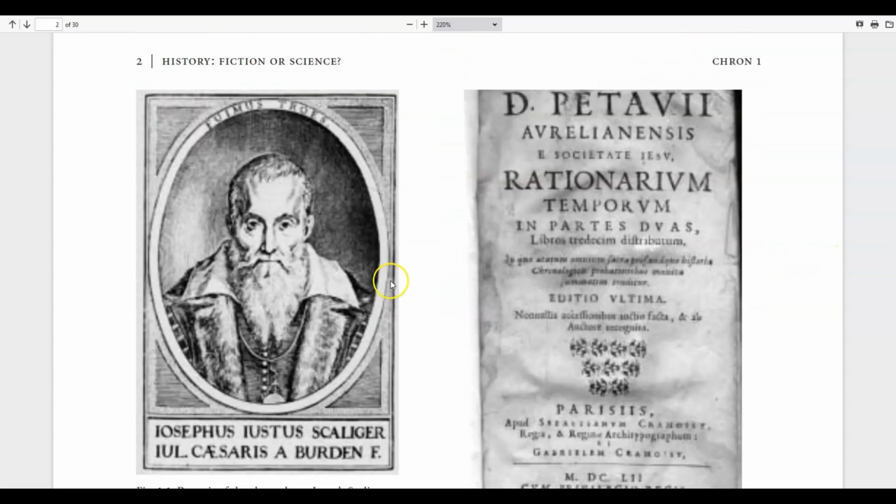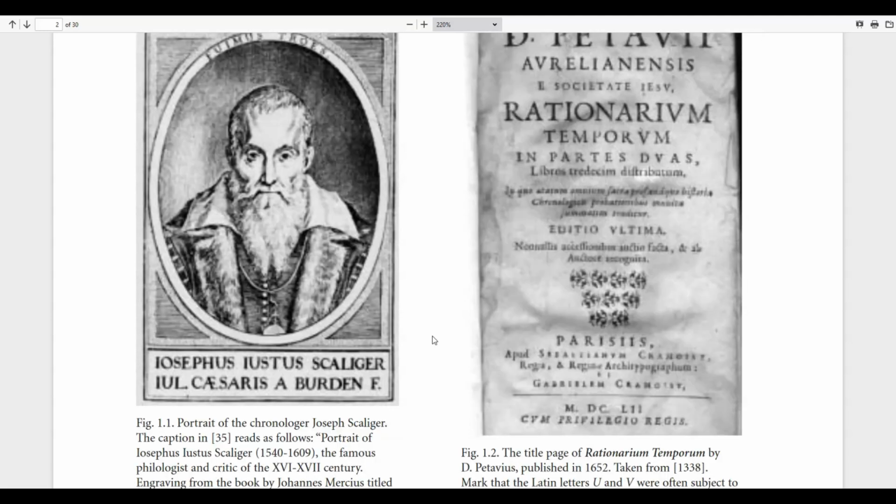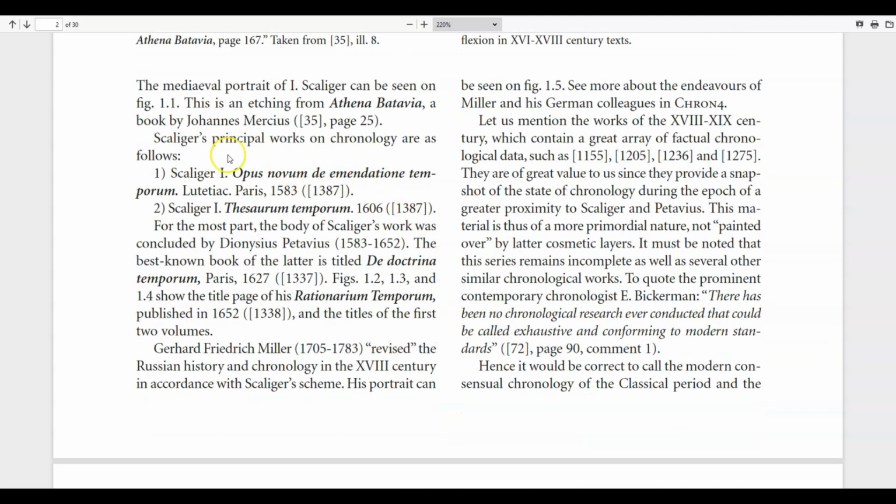He was called the founder of modern chronology as a science by the modern chronologist E. Bickerman. And there is Joseph Justus Scaliger, and one of his books, the Rationarium Temporum. Scaliger's principal works on chronology are as follows: the Opus Novum de Emendatione Temporum from 1583, and the Thesaurus Temporum from 1606. For the most part, the body of Scaliger's work was concluded by Dionysius Petavius, who lived 1583 to 1652. The best-known book of the latter is titled De Doctrina Temporum from 1627.